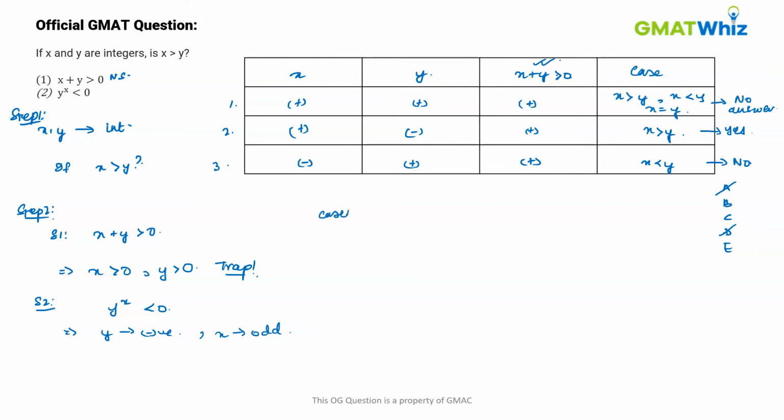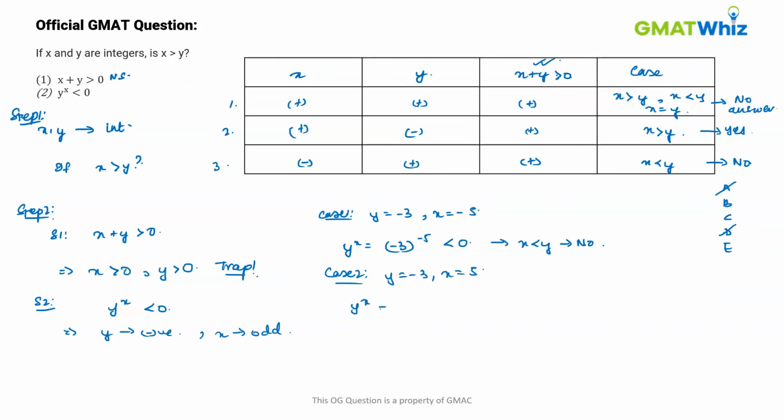So, case 1. Let's take the value of y as minus 3, and since x is odd, taking the value of x as minus 5. So y raised to the power x will be minus 3 raised to the power minus 5, which will definitely be less than 0, right? And in this case, we can see that x is less than y, so we can answer the question with a no.